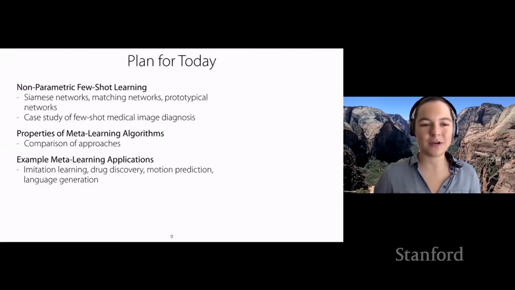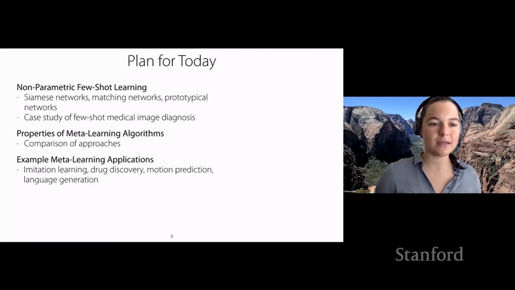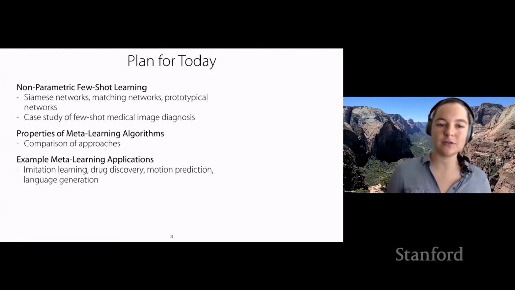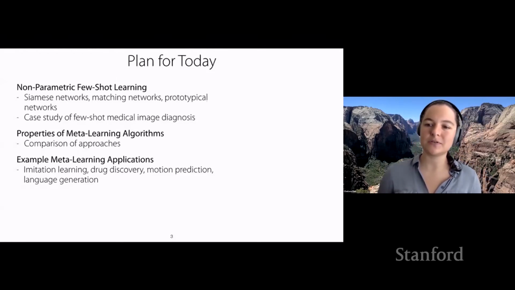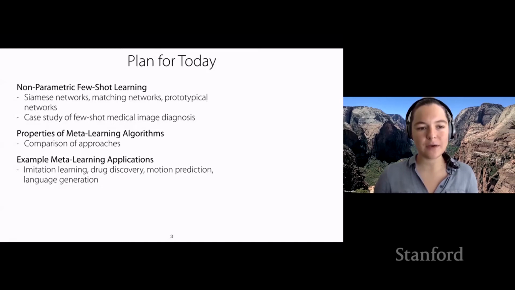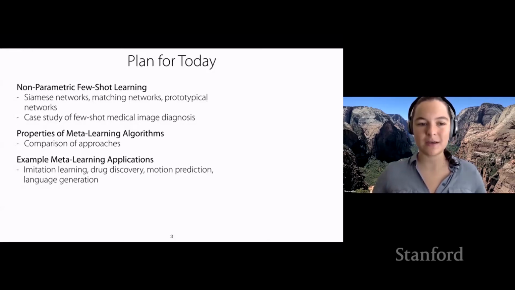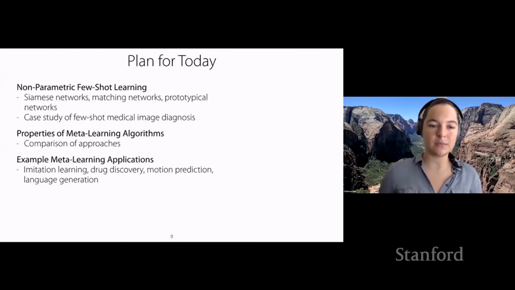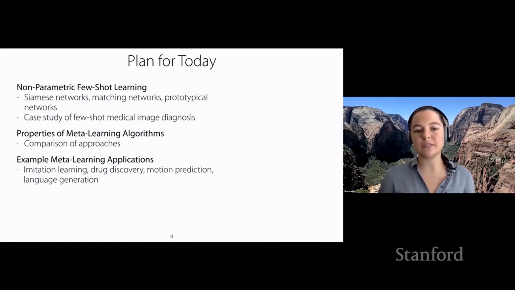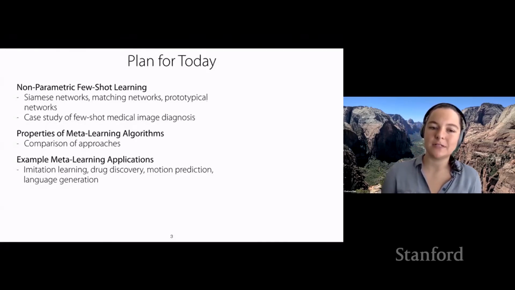And then we'll also go over a case study of applying a form of non-parametric few-shot learner to a medical image diagnosis problem. After that, we'll talk about some desirable properties of meta-learning algorithms, and we'll compare the three different classes of approaches we've talked about so far with respect to those properties. And then we'll also go over a few meta-learning applications, including imitation learning, drug discovery, motion prediction, and language generation, and cover some of the ways that people have applied ideas in meta-learning to various problems.